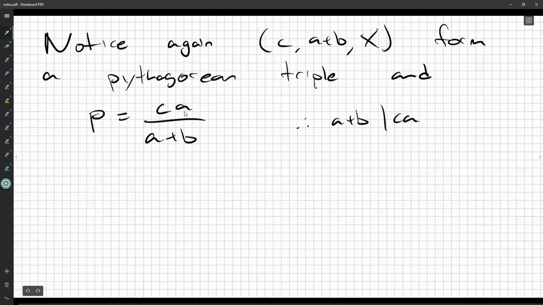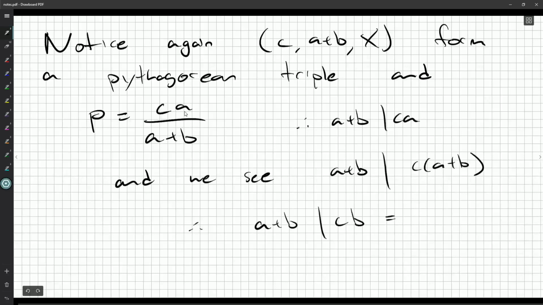So I know a plus b has to divide ca. We can also see that a plus b divides c times a plus b. That's definitely true. So then a plus b must divide cb, because it's c times a plus b minus ca. But I'm not sure that necessarily helps us either.